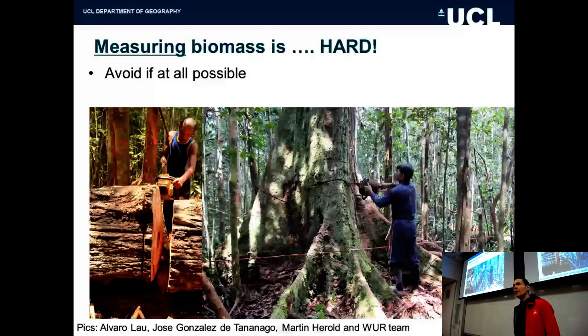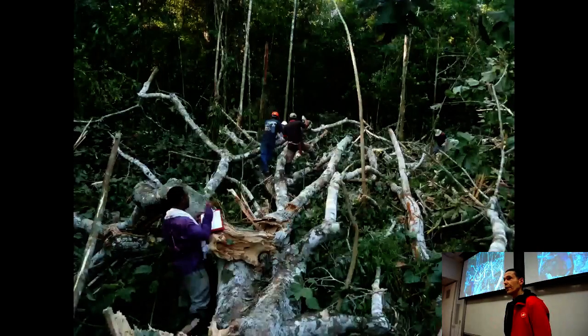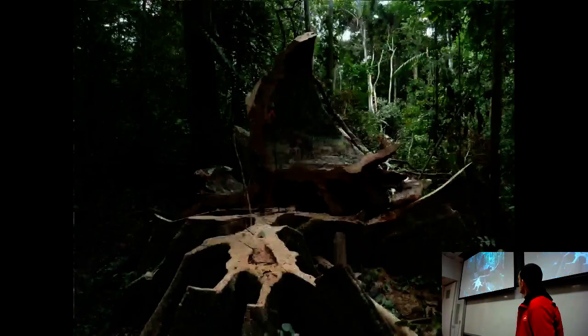it's an absolute nightmare. Never mind the fact that once you've cut it down, that's it, it's gone. Even if you decide that on balance, yes, I'm going to cut down and sample some trees, you can see that's a hard job. That's one tree in the process of attempting to being weighed. So this is one tree that's felled. It's now created a huge gap in the forest and all bits of it everywhere that you've got to try and gather up and weigh somehow in this remote location.